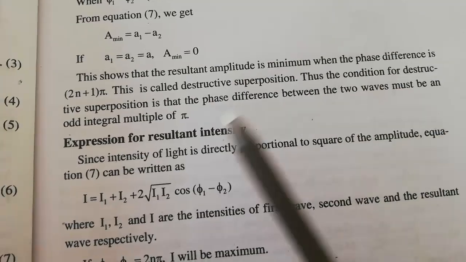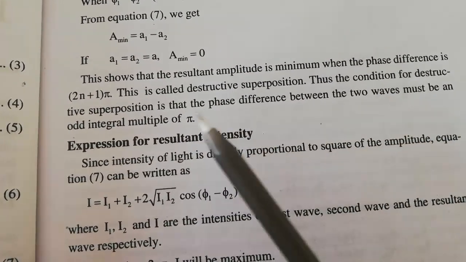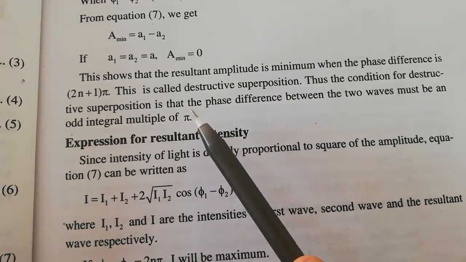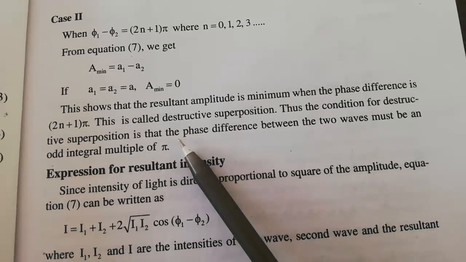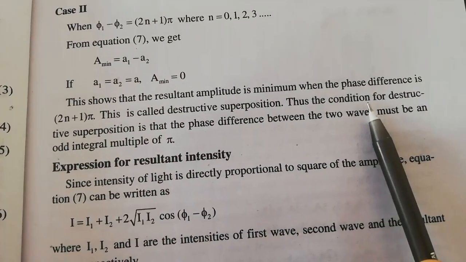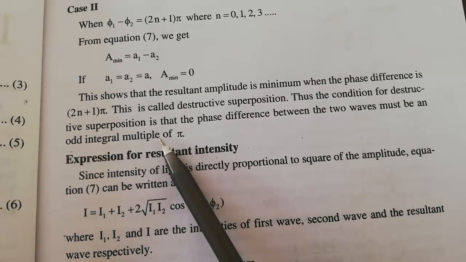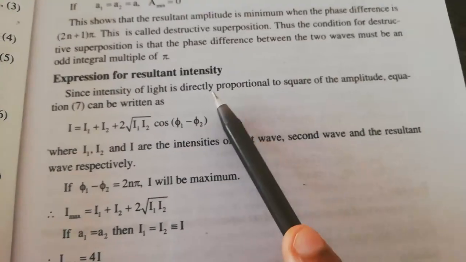Thus the condition for destructive superposition is that the phase difference between two waves must be an odd multiple of pi. That is, I repeat, destructive superposition happens only when the phase difference between two waves is an odd integral multiple of pi. Okay, next, the expression for resultant intensity.